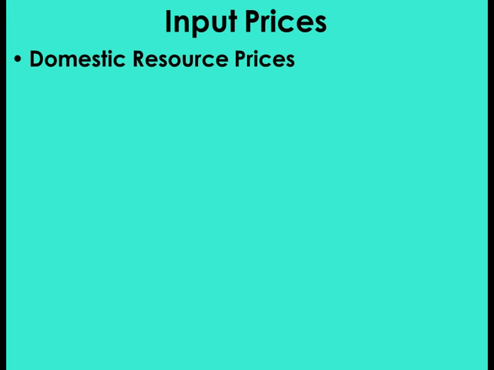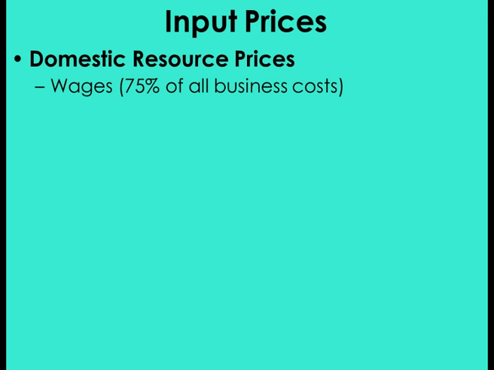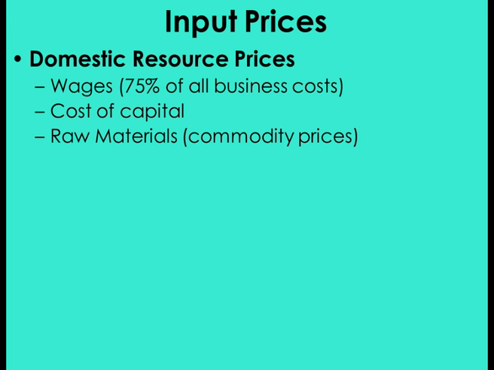This is the cost of resources in your economy, in your local economy, at home in the United States for our purposes, because that's simply where we are. And the biggest domestic resource costs for pretty much any business that exists are wages. That's approximately 75% of all business costs. Then you have the cost of capital, which are your machinery, equipment, buildings, etc. And then you have your raw materials cost that must be purchased or acquired to produce whatever finished good or service that business makes.